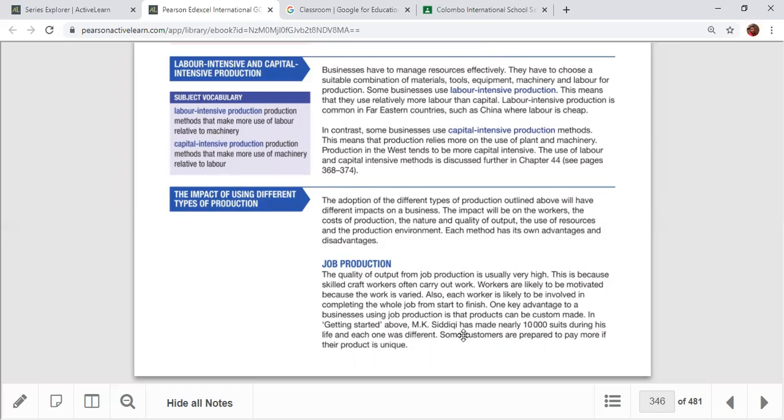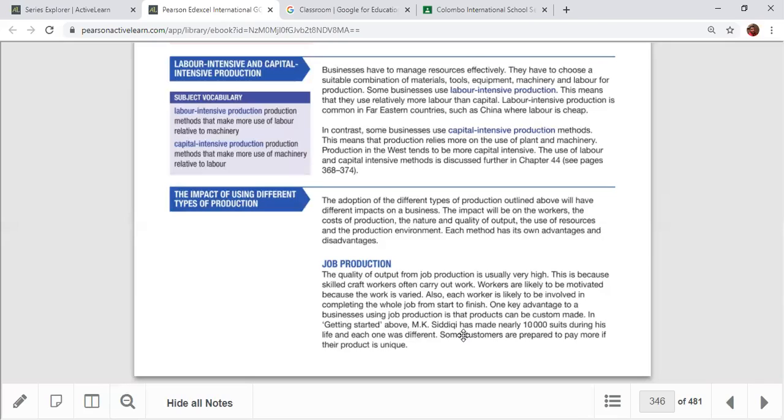These facilities are there, so customization options for you. Then you can find out the preferred background for you, finish and everything. So then be motivated because the work is varied. Also, each worker is likely to be involved in completing the whole job from start to finish.